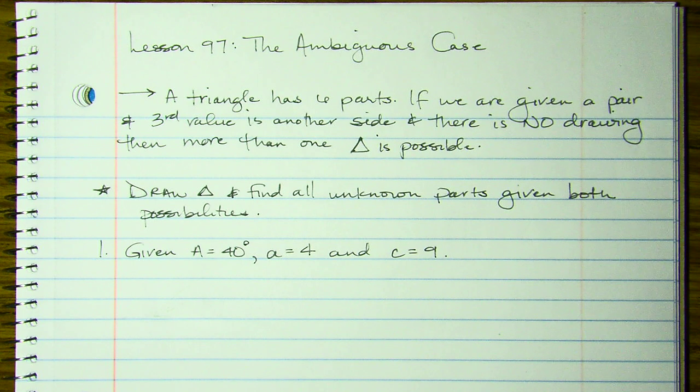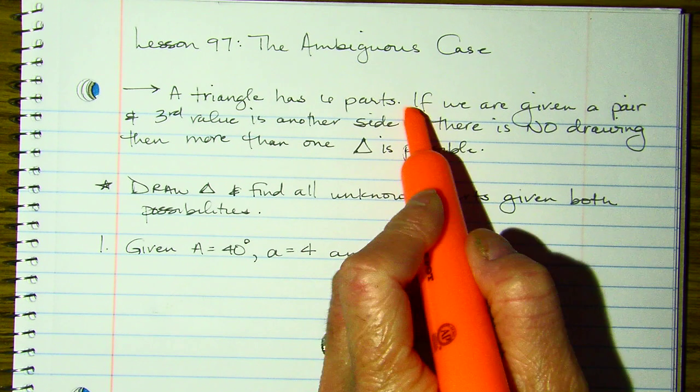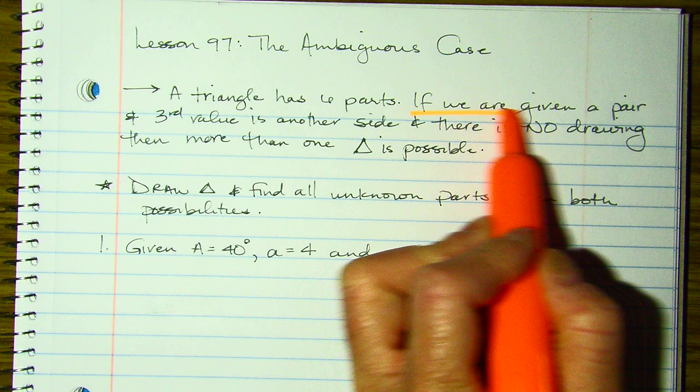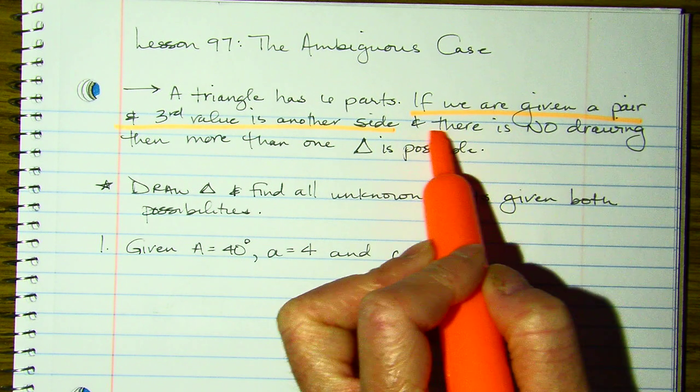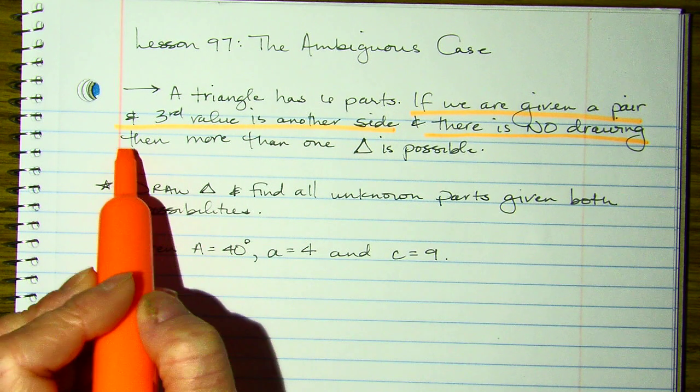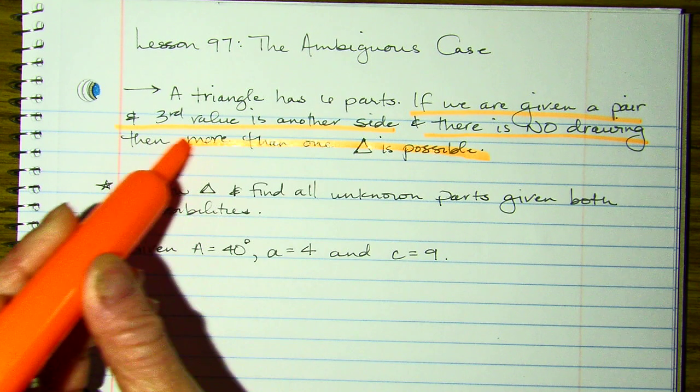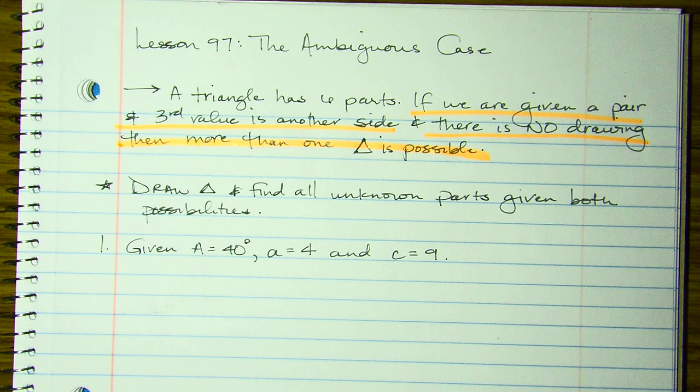Good morning, Trig. I'm going to cover an interesting lesson going over the ambiguity when we're using our trig functions. It starts out by saying what we already know. A triangle has 6 parts: 3 sides plus 3 angles. If we are given a pair of angles or a pair of sides, and a third value that is another side, and there is no drawing, then more than one triangle is possible. We're going to go over that today.